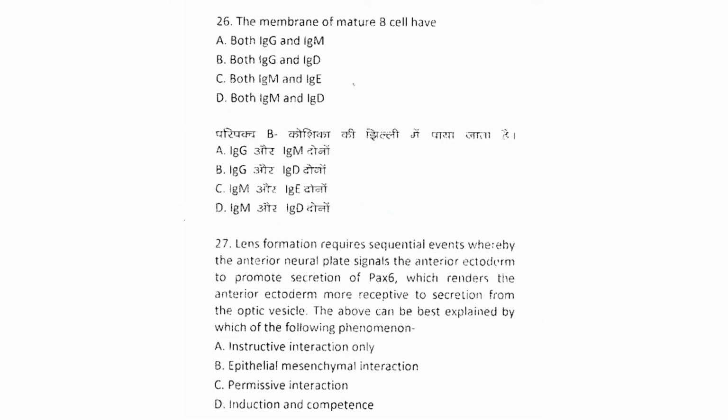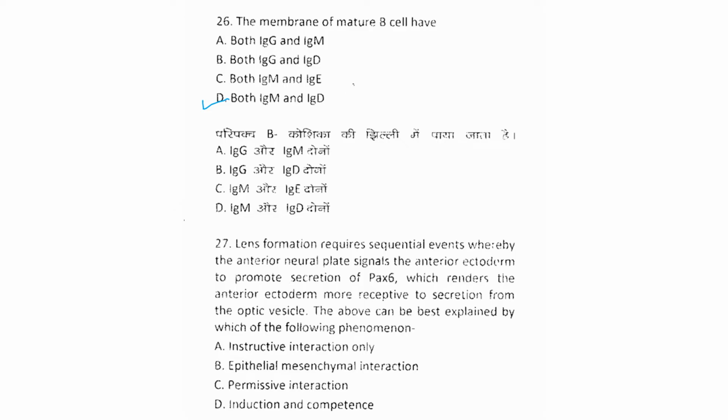Next question is, the membrane of mature B cells have, so both IgG, IgM, IgG and IgD, IgM and IgE, IgM and IgD. So answer is both IgM and IgD.